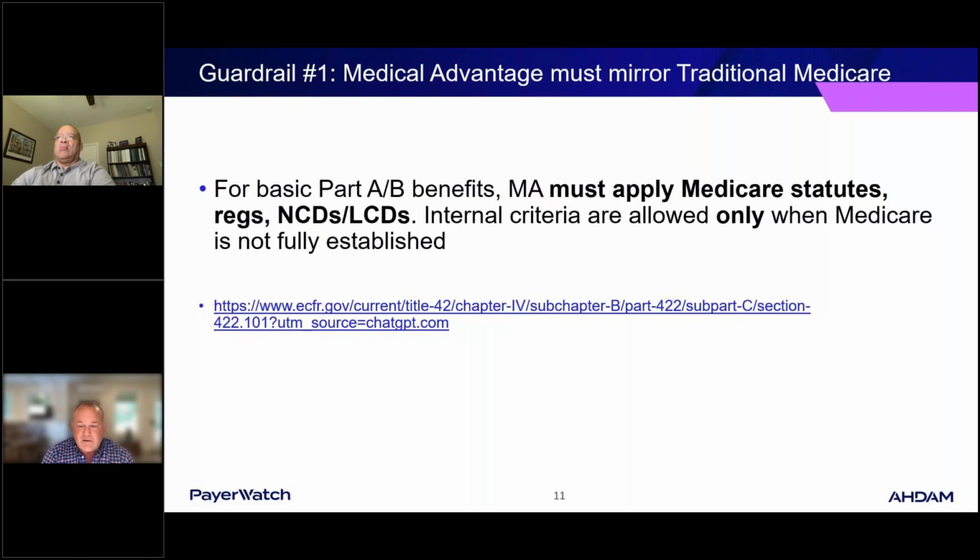Internal criteria can only be developed when Medicare is silent or not fully established, and that is contained in Part 422 of the Code of Federal Regulations, which is contained in that link. So the next slide, Eric.